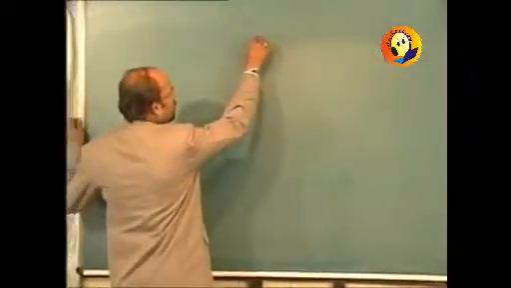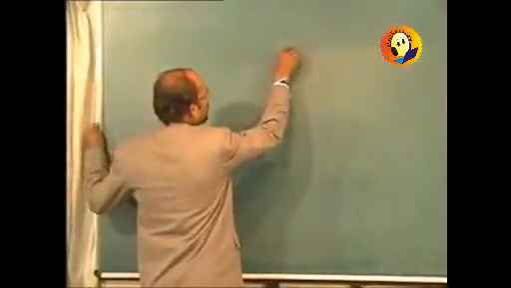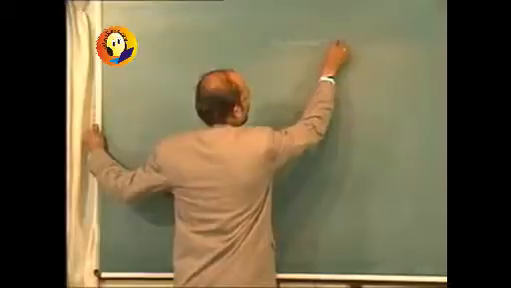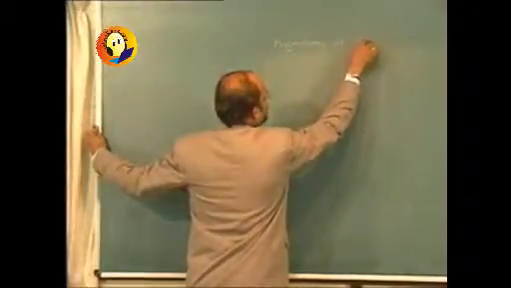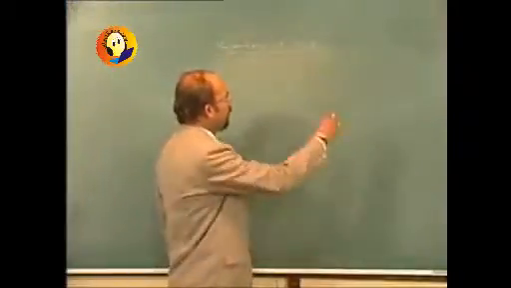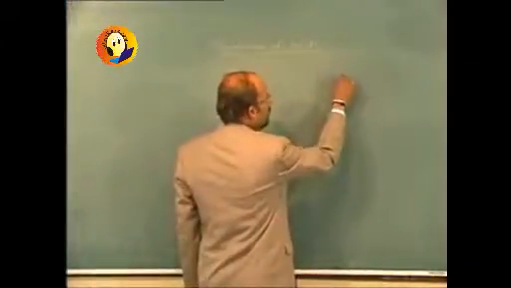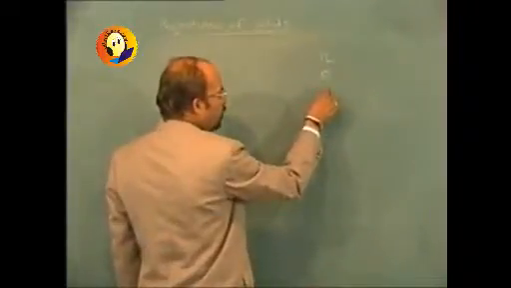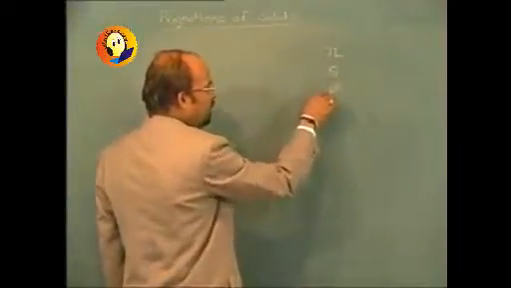Part called as projections of solids. So in projections of lines, we were talking about the true length of the line, angle made by the line with horizontal plane, angle made by the line with vertical plane.